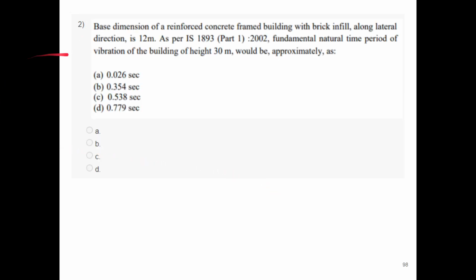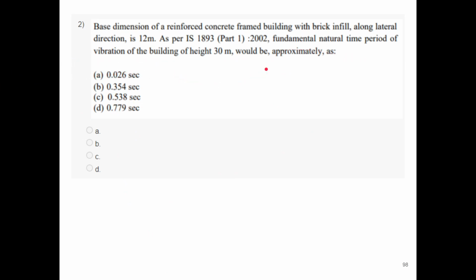Second question: base dimension of a reinforced concrete frame building with brick infill along lateral direction is 12 meter. As per IS 1893 Part 1 2002, fundamental natural time period of vibration of the building of height 30 meter would be approximately A 0.026 second, B 0.354 second, C 0.538 second, or D 0.779 second. Which is the correct option: A, B, C, or D? So we basically need to find the fundamental natural time period of the vibration of the building.